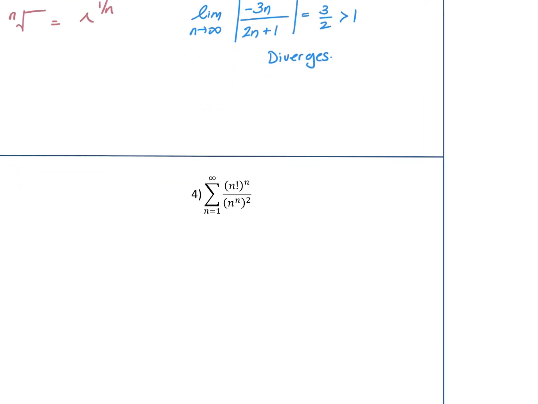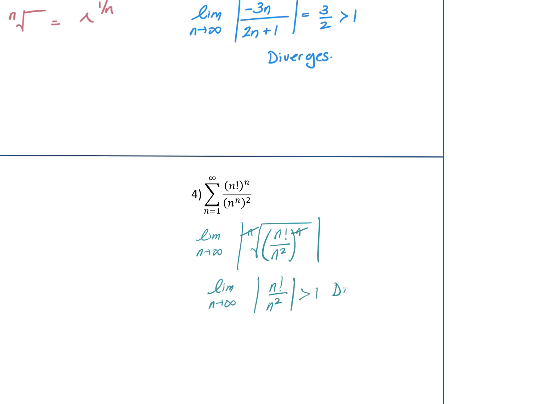Okay, for number 4, I'm going to do the limit as n goes to infinity. I'm going to take the nth root of this, so n factorial over n squared to the nth power. So I took out this, and I put it all to the nth power. So now these cancel. So we get the limit as n goes to infinity of n factorial over n squared. Factorial is much stronger than polynomial, so it's greater than 1. So this would diverge.